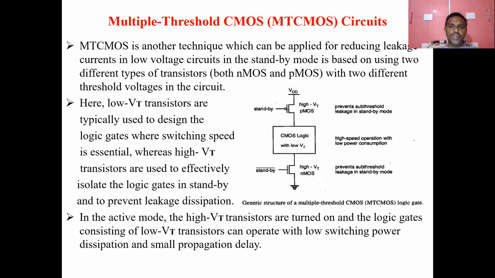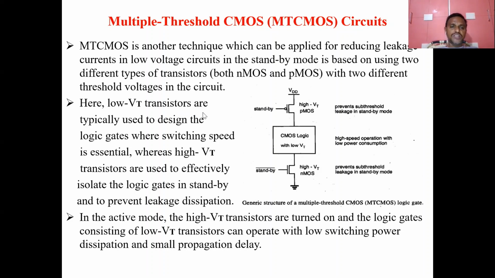One is the high threshold voltage transistor, and the other is the CMOS logic we require, which is constructed with low threshold voltage transistors. That's why we call this multiple threshold CMOS circuits. This gives high speed operation with low power consumption. For that purpose, we construct our CMOS logic with low threshold voltage. But to prevent the sub-threshold leakage in standby mode, we use high threshold voltage transistors.